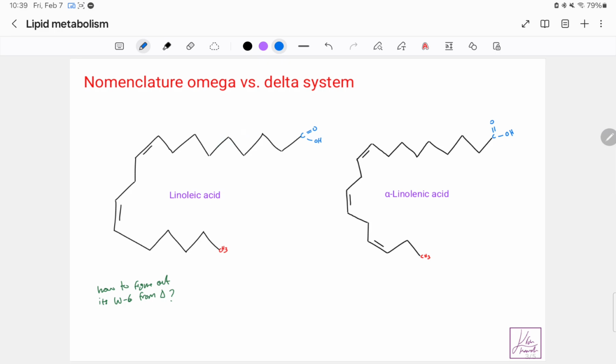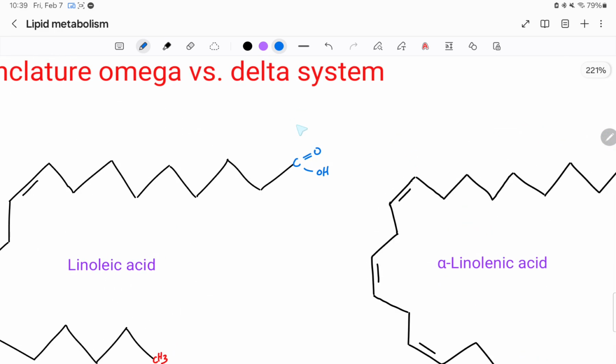Now, the delta system refers to this. So here's the delta system. The delta system starts counting the number of carbons from the carboxyl end. So we go that way.